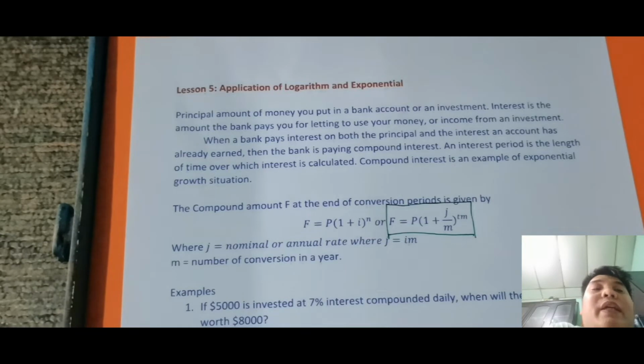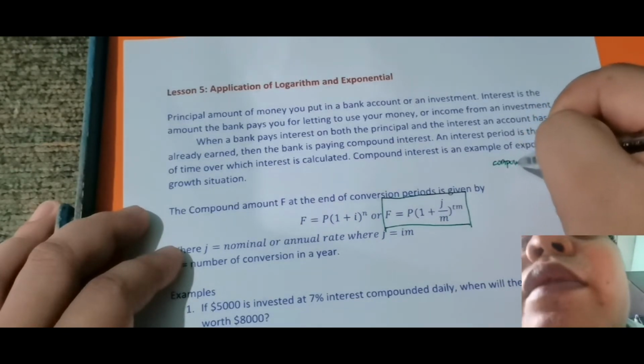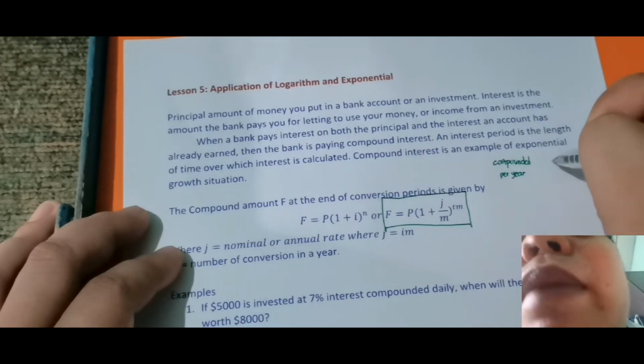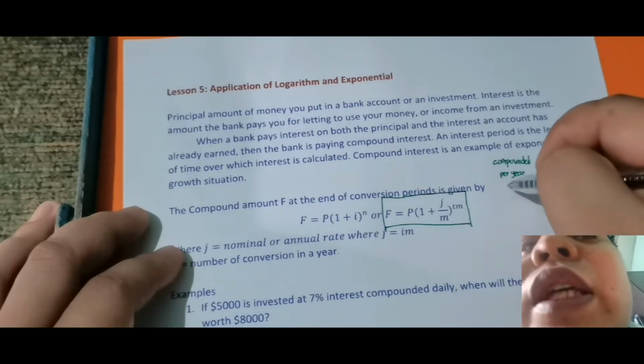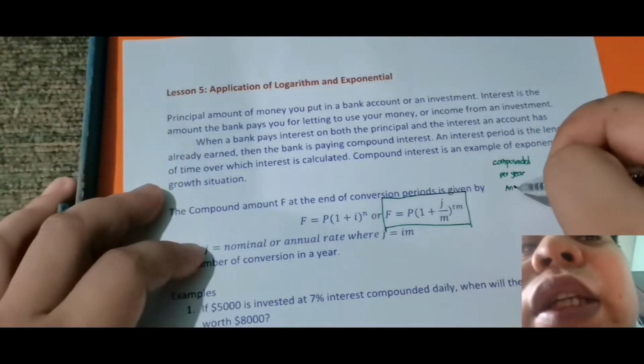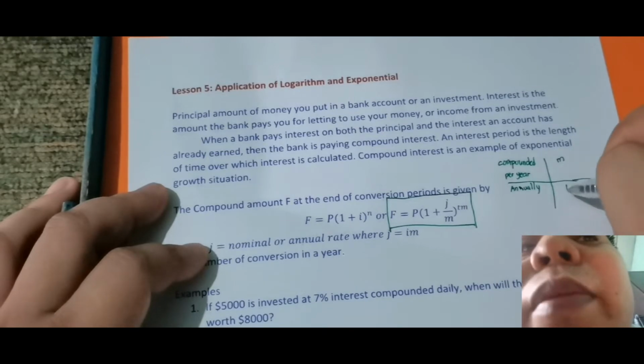So, ano yung P? P is the principal amount, so meaning yung in-invest mo. J is the interest rate, and m is the number of times compounded per year. So, for example, yung m na yan is kunyari compounded annually. So meaning yung m is 1. So ano nagiging value ng m na yan? So kunyari annually. So pag compounded annually siya, so meaning yung m is 1.